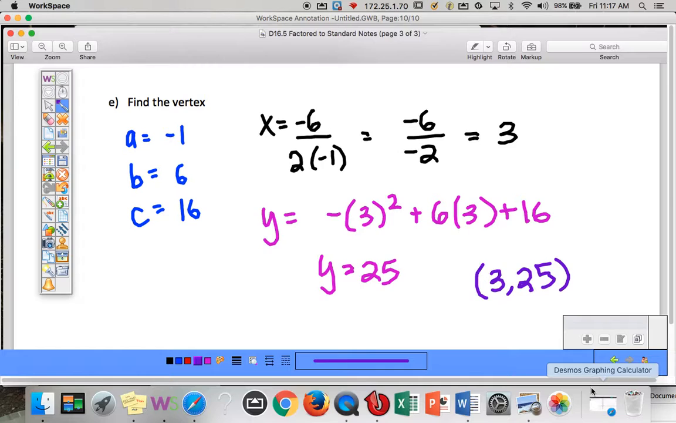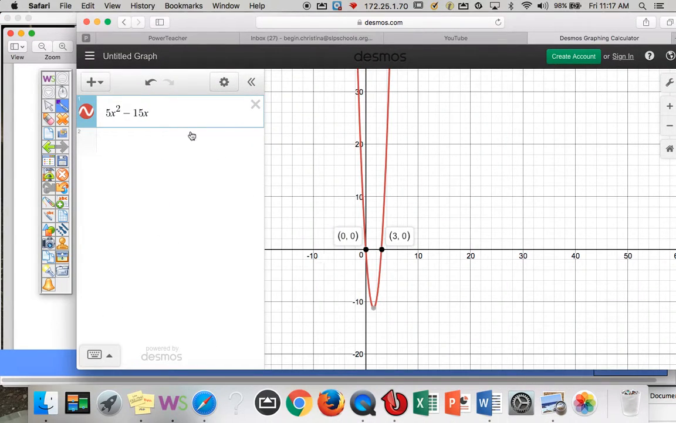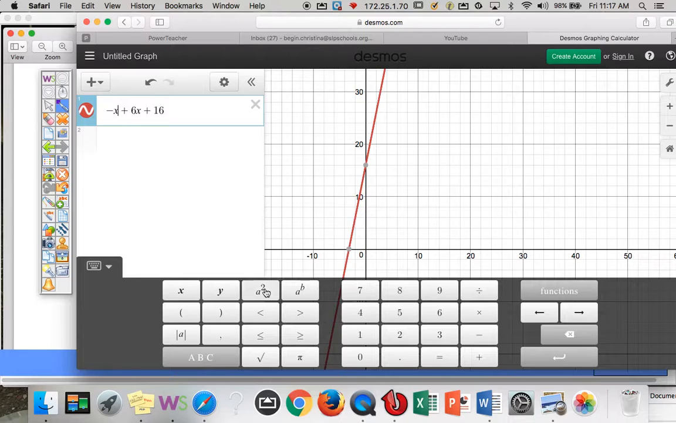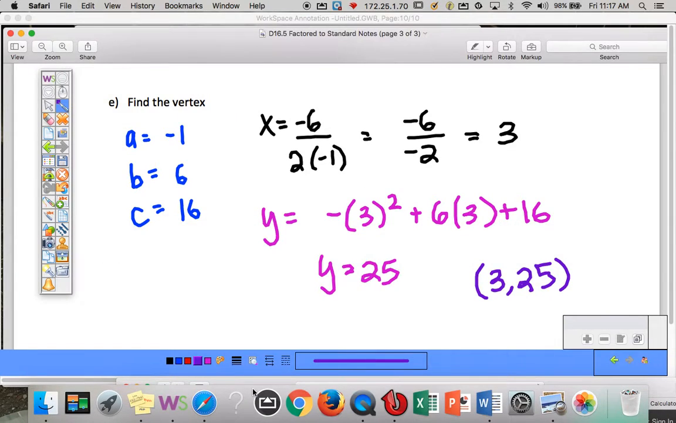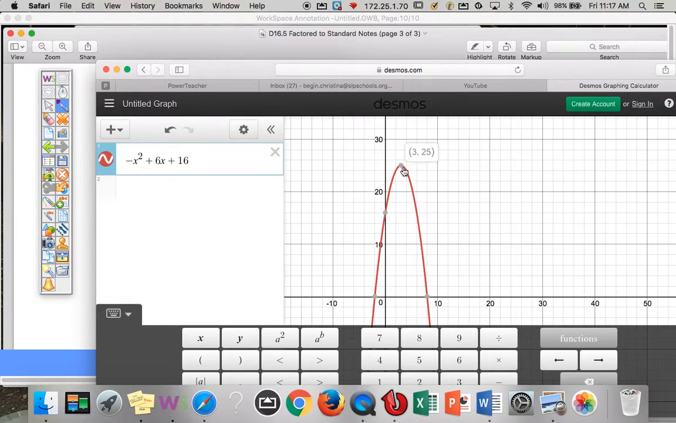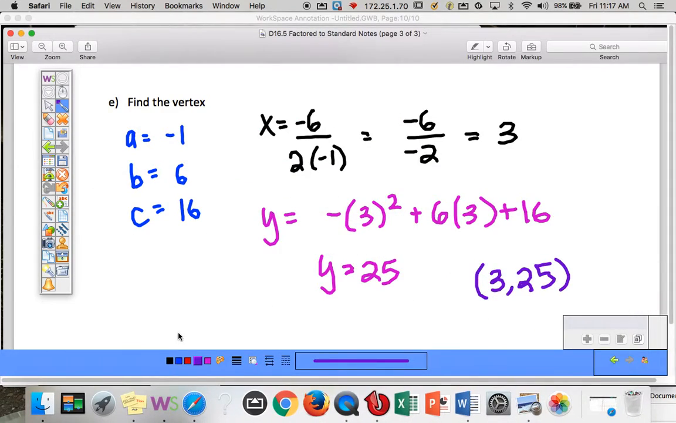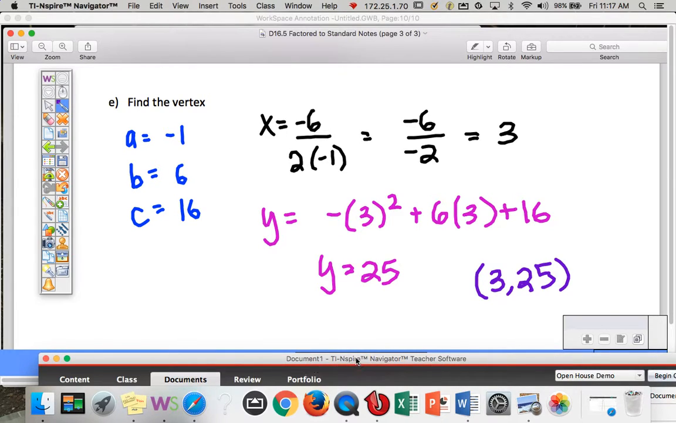Let's try graphing this one, since it's the last one. So again, if we type it in, it was negative x squared, and I think it was plus 6x, and plus 16. Oh, that should be a squared. Okay, and so it changes direction at 3, 25, and it's U-shaped down. So I'll practice this today in class and probably practice more tomorrow as well.